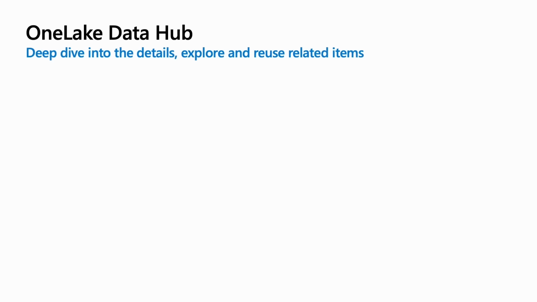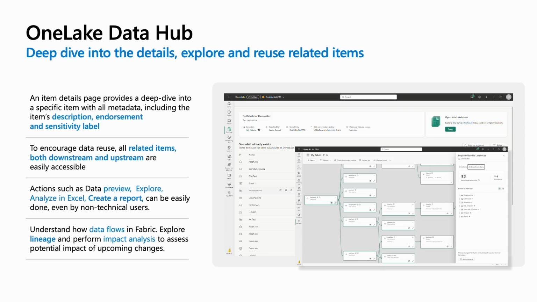Once you've selected an item of interest, Data Hub also allows a deep dive into details, exploring and reusing related items. You can access the detail page and then see metadata relevant to the item, such as description, endorsement, sensitivity label. It also shows you all of the related items, both downstream and upstream, that are using that item and that are easily accessible. And that all is to allow and encourage reuse.